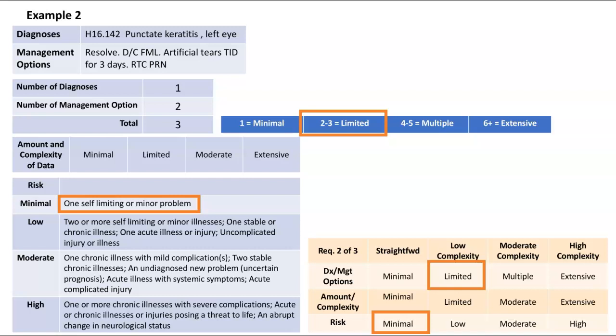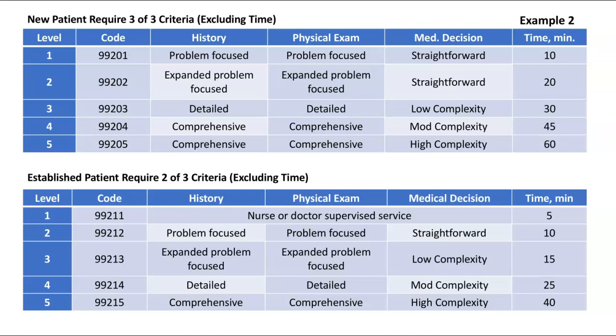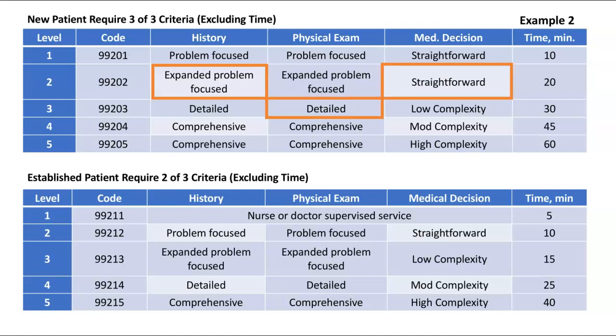So if we have a limited complexity of data or low complexity, we have straightforward, and then risk of low is going to be straightforward complexity, because on those 2, you'd have to go with the lower of the 2. So straightforward complexity for the MDM. So again, now this is an established patient, but if this happened to be a new one, it would be extended, detailed, and straightforward, so it would have earned a new patient level 2.